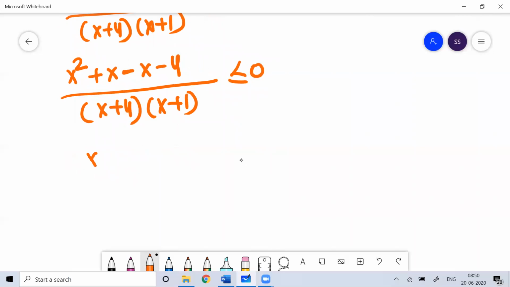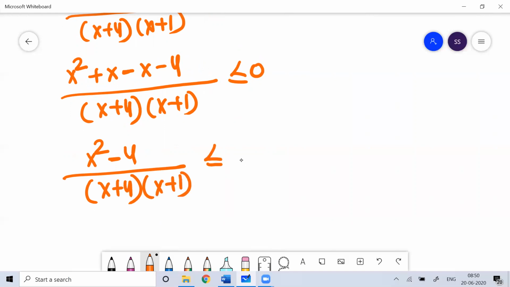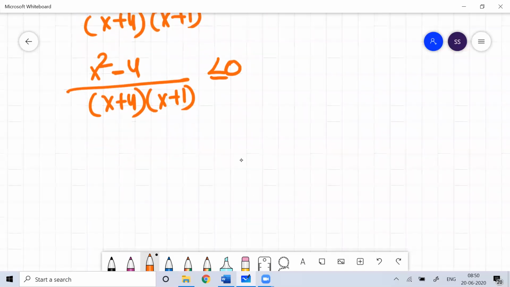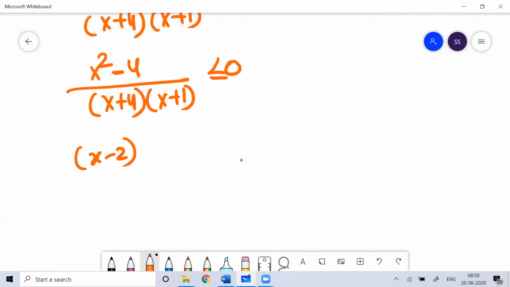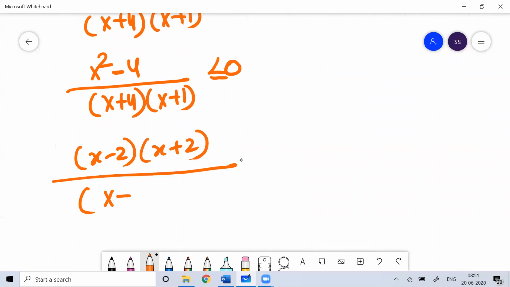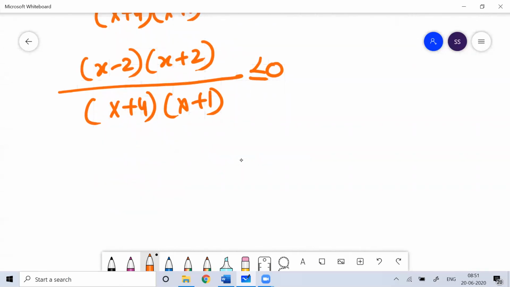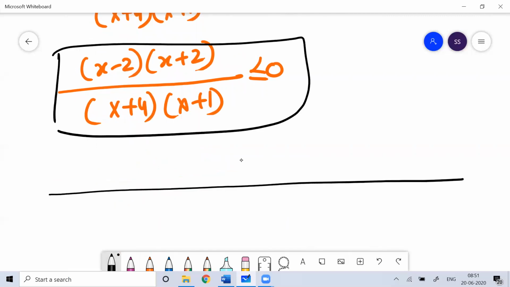So I can write this as x square minus 4 divided by x plus 4 into x plus 1 is less than or equal to 0. I can write x square minus 4 as x minus 2 into x plus 2. So x minus 2 into x plus 2 divided by x plus 4 into x plus 1 is less than or equal to 0. Now I can solve this question very easily by working on the number line.